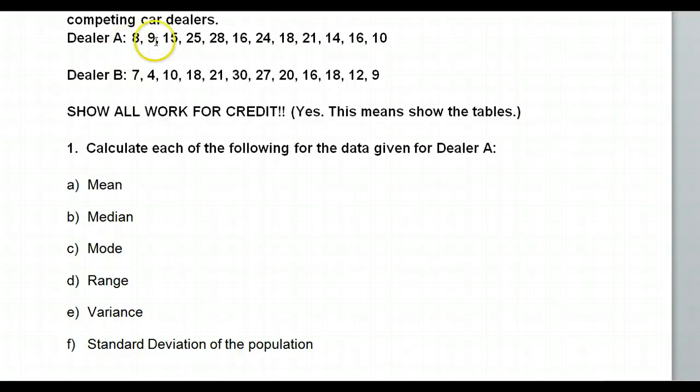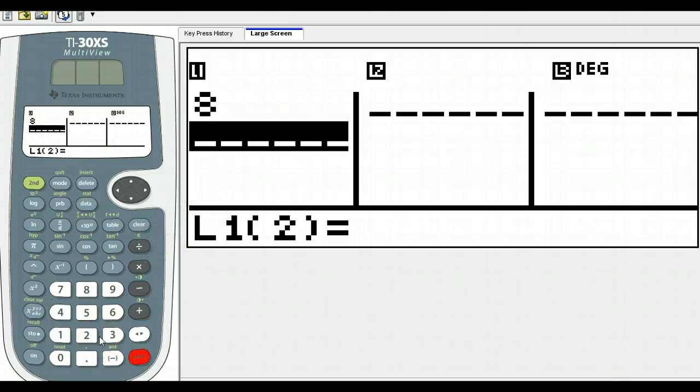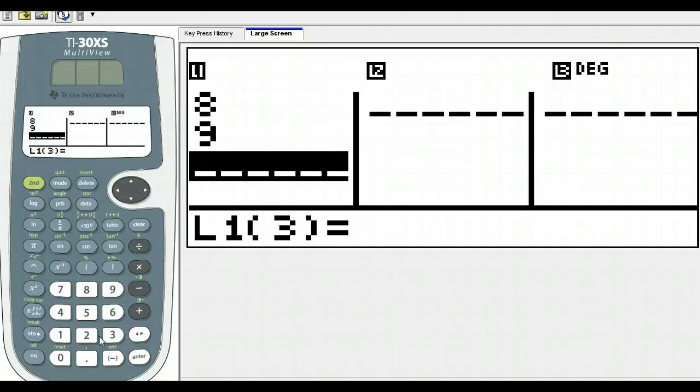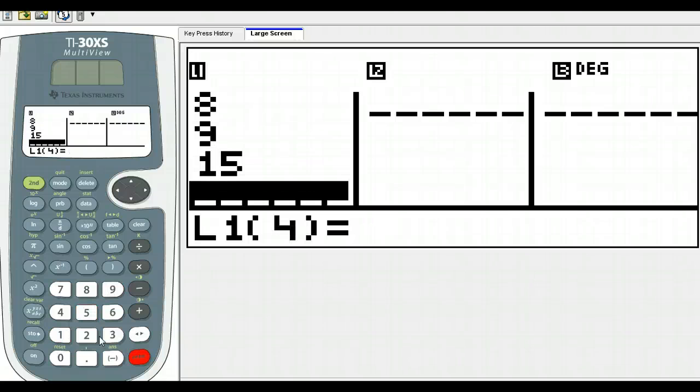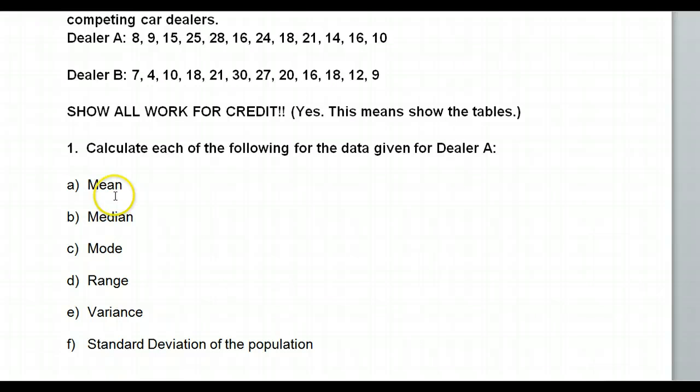Let us type in the values for dealer A into list 1 of the TI-30. So we got 8, 9, 15, and so on. There, I've typed all the number of cars sold for dealer A into list 1. Now, I'm supposed to find the mean and the median and the mode. Let's start with the mean.